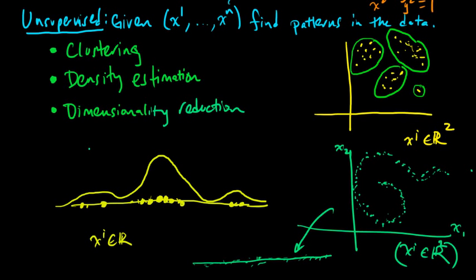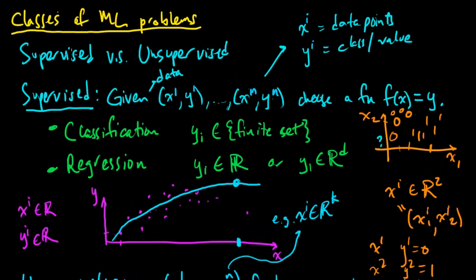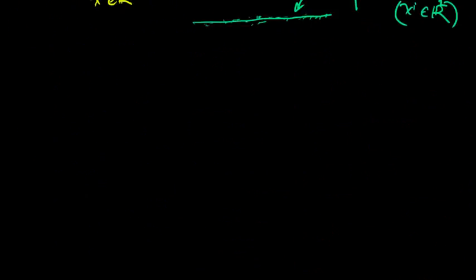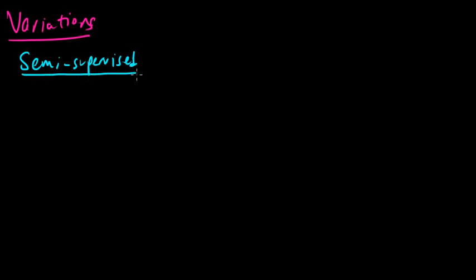We were just looking at unsupervised learning versus supervised learning, distinguishing this particular dichotomy of machine learning problems. And I'd like to tell you about some variations on these themes that people often refer to. So the first one is what's called semi-supervised learning, which is very interesting, sort of in between supervised and unsupervised.